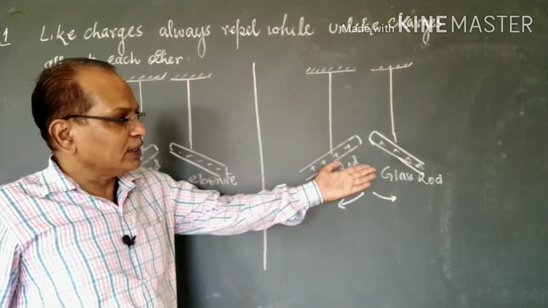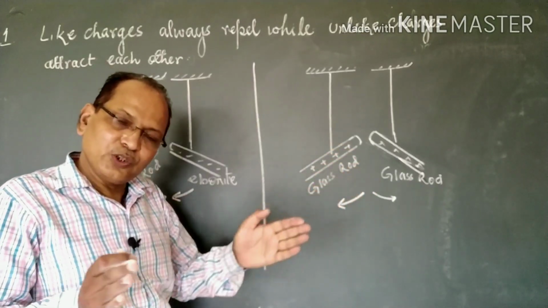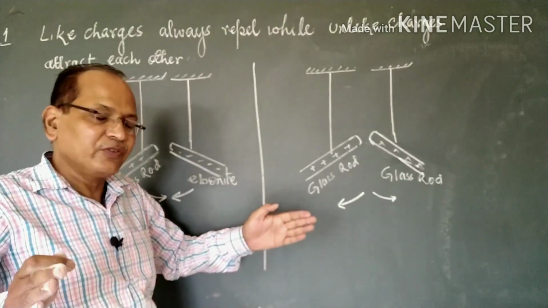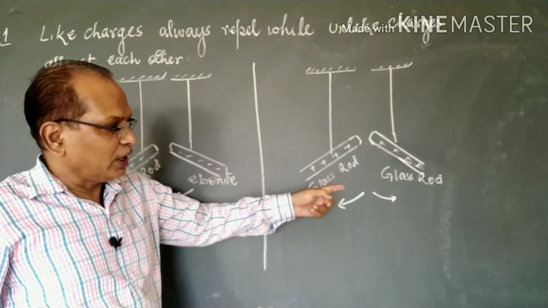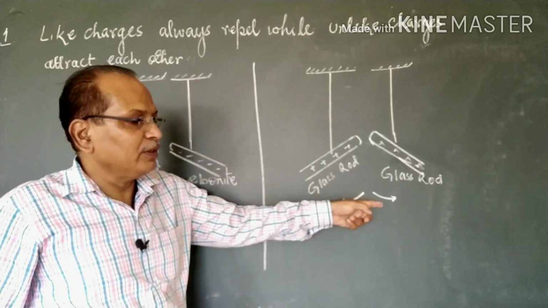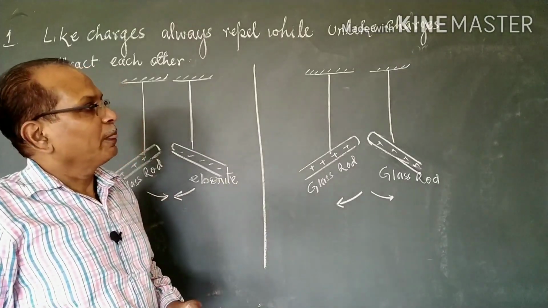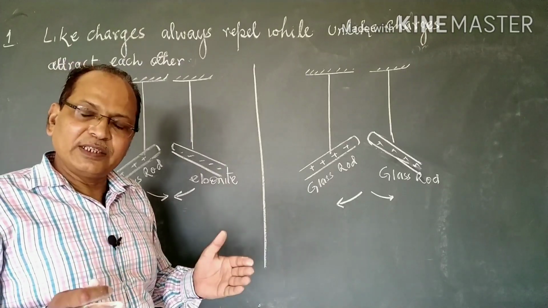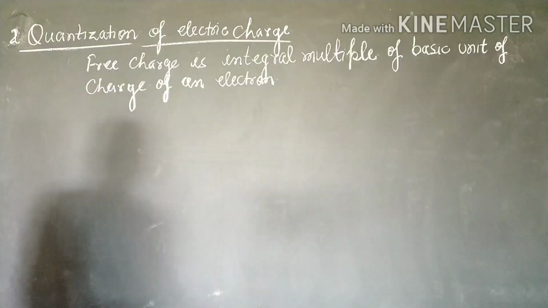If the two charged glass rods are placed close to each other, they will feel a force of repulsion between them, and the two glass rods will move away from each other. So this shows that like charges always repel each other.